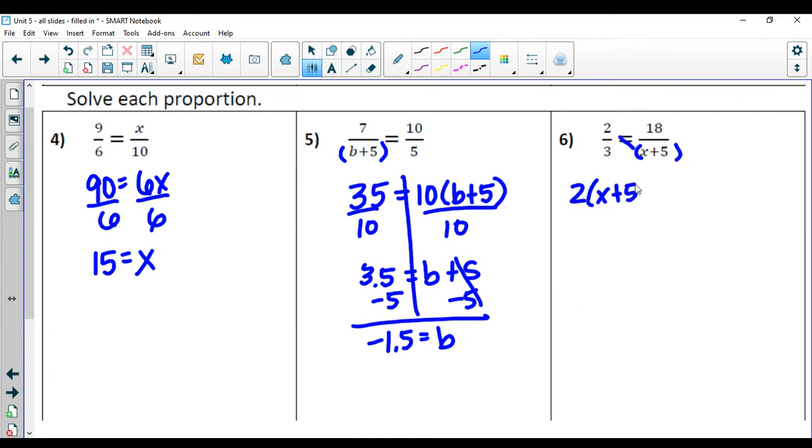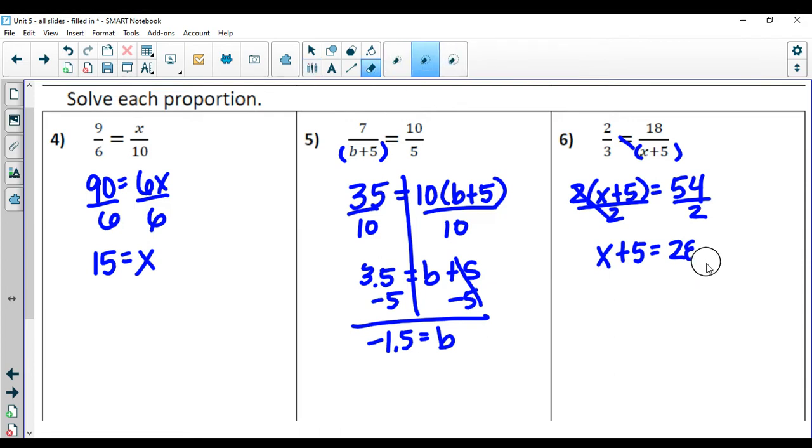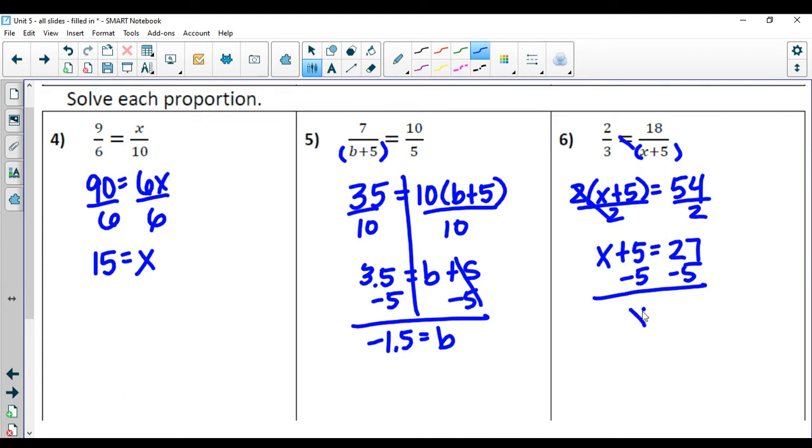Again, put my expression in parentheses and cross multiply. 2 parentheses x plus 5. 3 times 18 is my other cross product, which gives me 54. Because this is all alone by itself, I'm going to divide by 2. So I get x plus 5 is equal to 27, excuse me. Oh my goodness, can't do math today. And I'm going to go ahead and subtract the 5 on both sides. I'm going to get x equals 22.